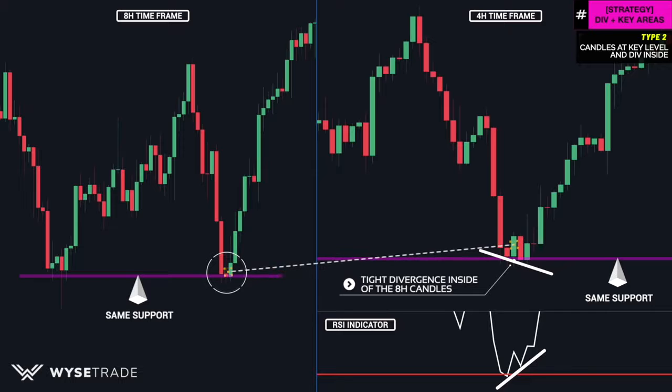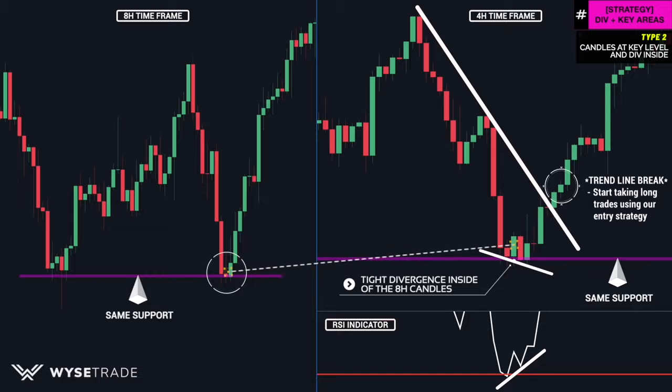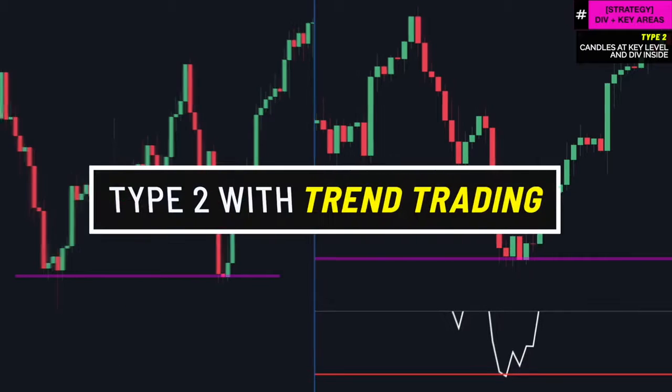So jumping back. You then again put your trend line onto the immediate trend. And once you had your breakthrough as confirmation, you would then start looking for trade entries long using the lower intraday timeframes. So let's show type 2, but with trend trades.